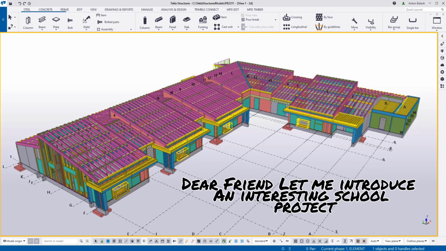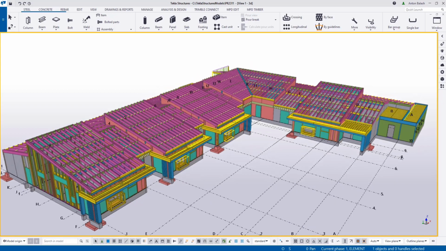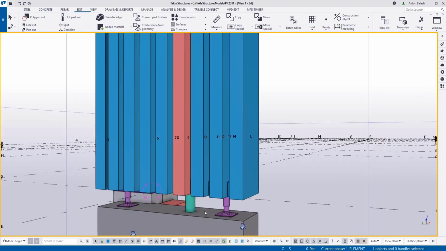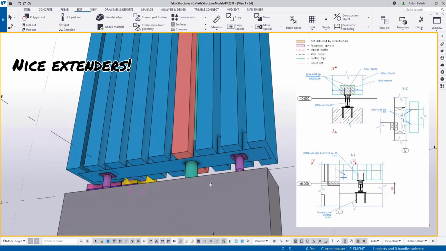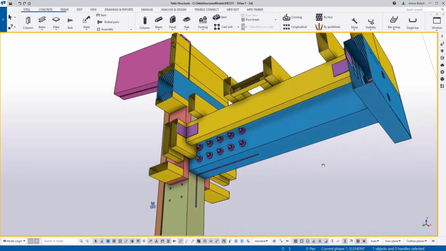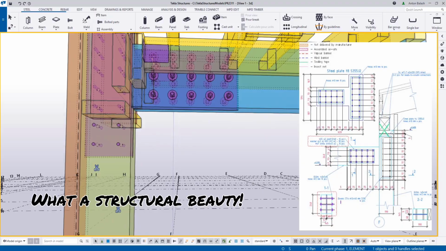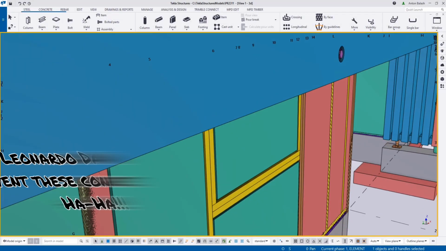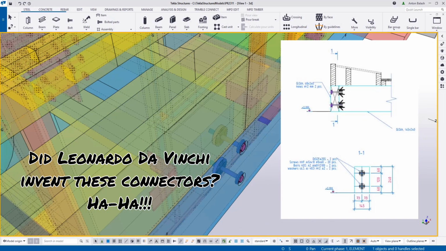Let me introduce an interesting school project. Nice extenders. What a structural beauty. Did Leonardo da Vinci invent these connectors? Ha ha!